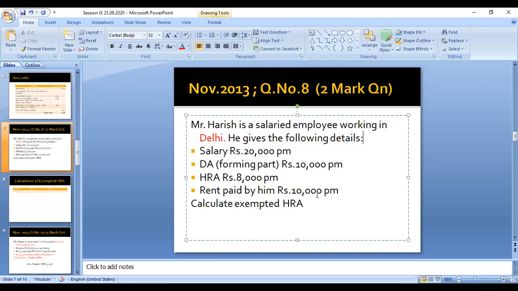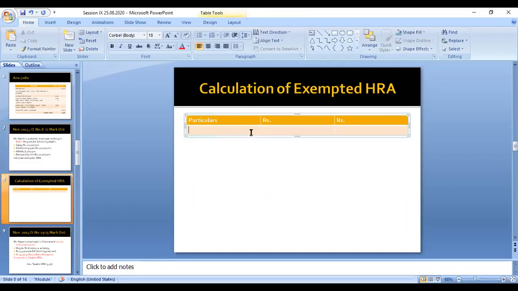Okay, right. So as per the rules, the least of the following three is exempted. What is the first one? The first one is HRA received. How much amount of HRA is received?